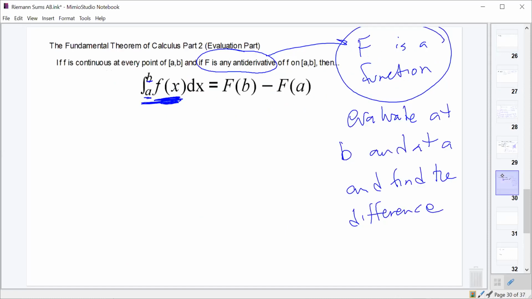Well, from now on, what we're going to do is instead of doing all that work, we're going to find a function that is the opposite operation of derivative.